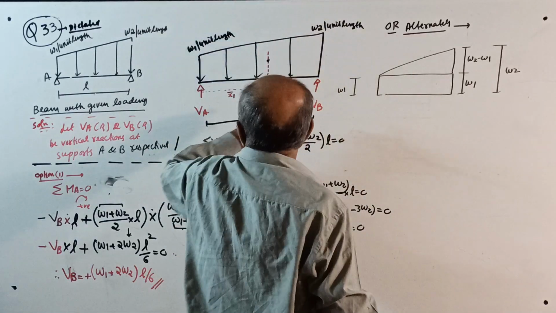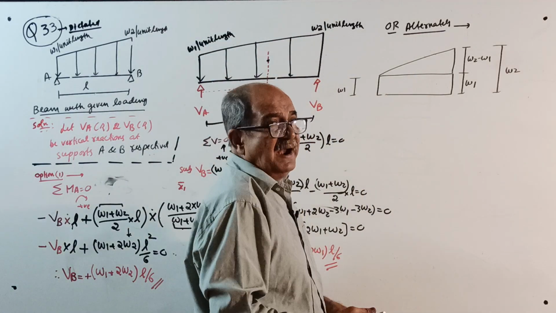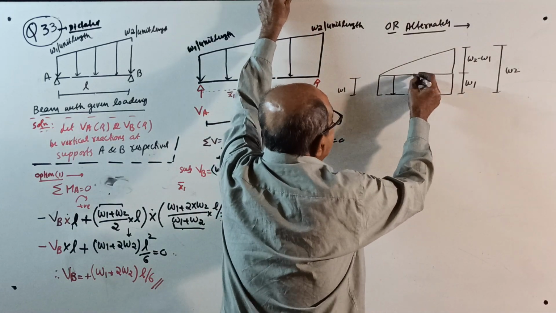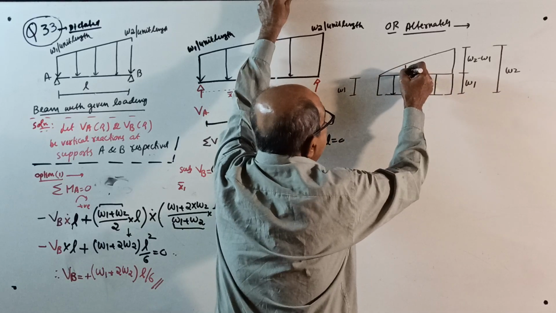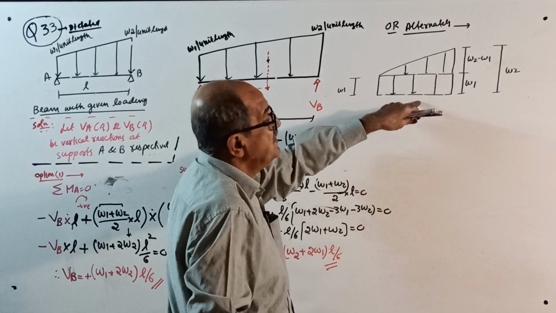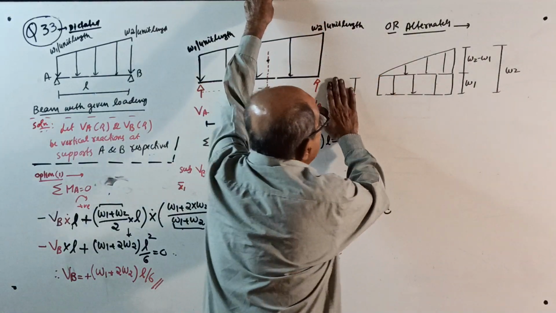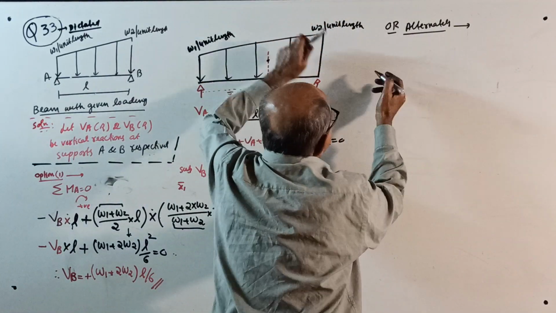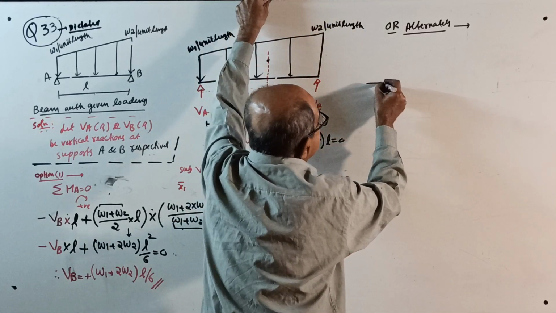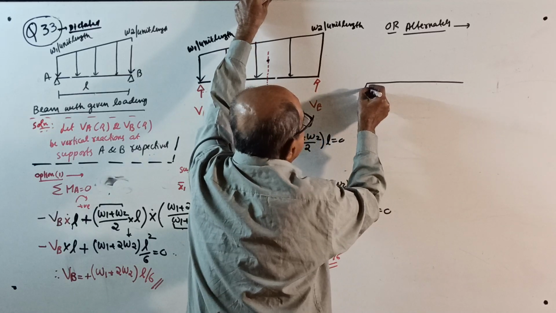Next question is, when W1 is more, that I will briefly explain here. Okay, now, this is UDL. This is uniformly varying load, represented by a triangle. Make this note. Okay. Once you make this note, write the sketch. Once again, write the sketch.